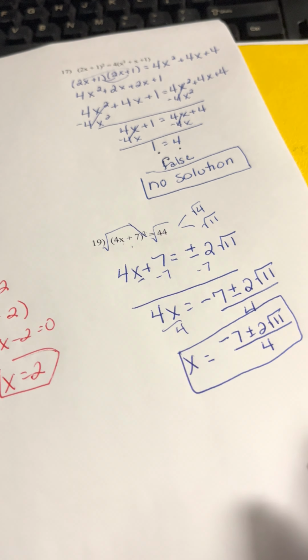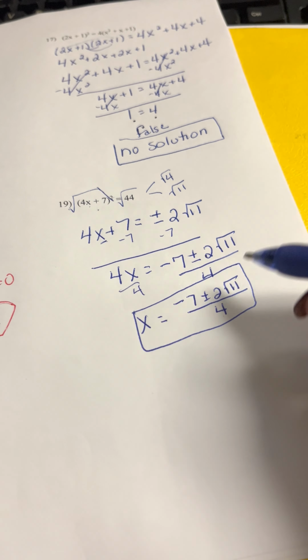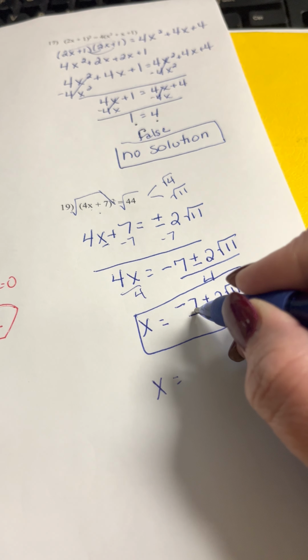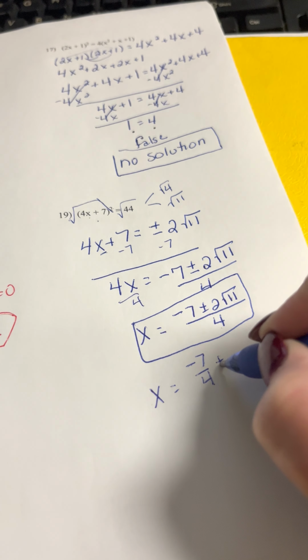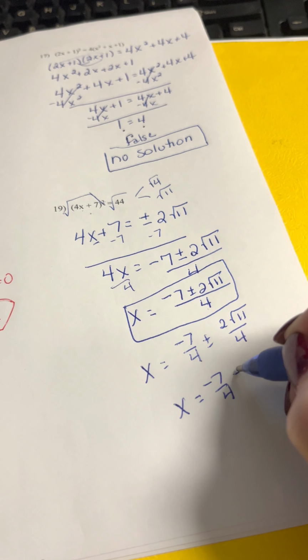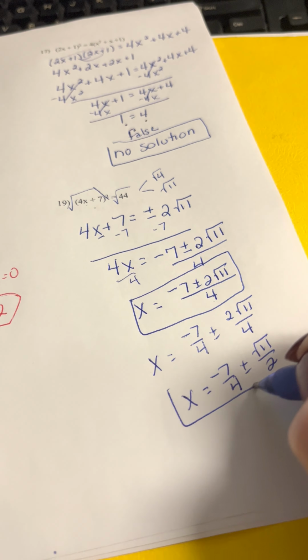Now, some of you may recognize that the 2 and the 4 are both even, so we can reduce those. And that is indeed true, but remember that you also have to take this negative 7 and divide it by 4. So if you're going to decide to do that, make sure you indeed divide both of those by 4. So if you're breaking that up, this is what it would look like. I don't care which way you write it.